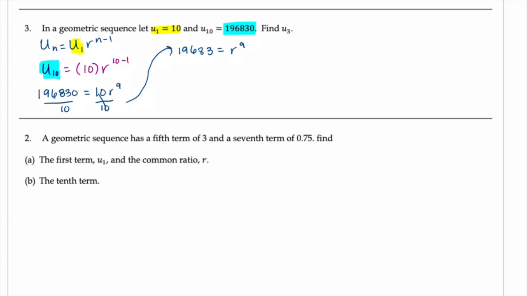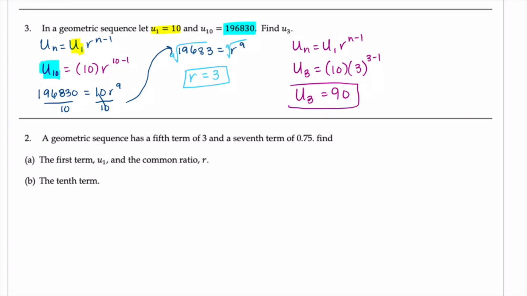To get rid of that exponent of 9, I'm going to take the 9th root. I put this into my calculator and I get a value of 3. Now that I have the value of my common ratio, I could use the nth term formula again to help me find u sub 3. And u sub 3 is equal to 90.